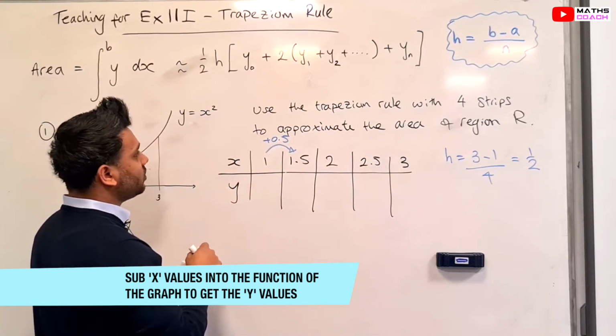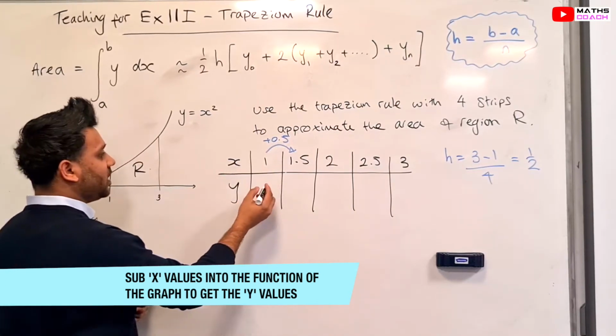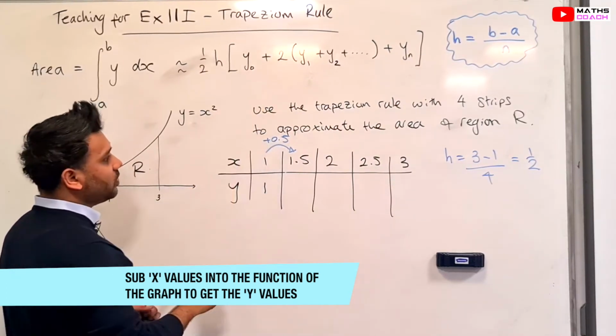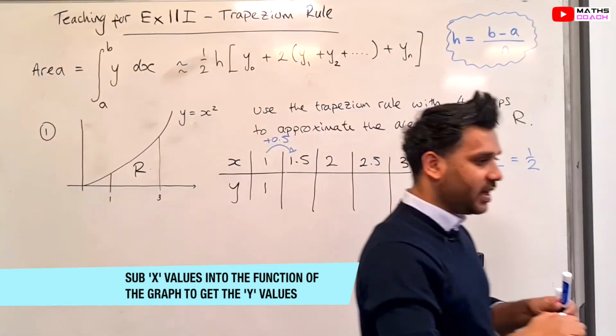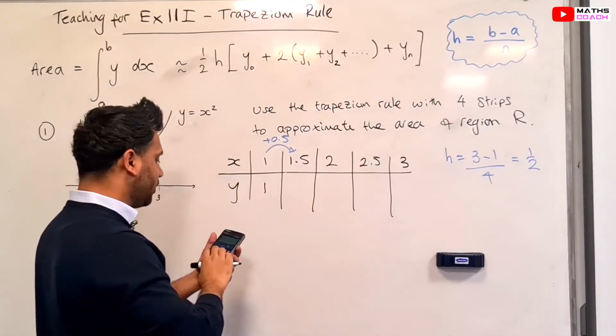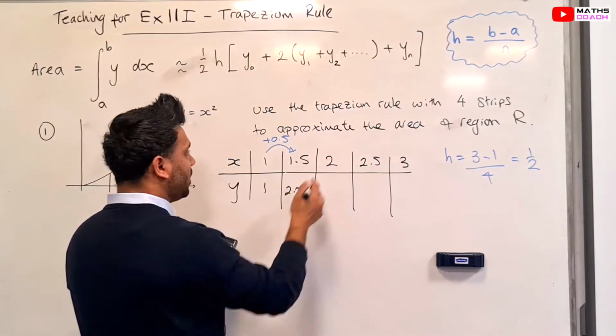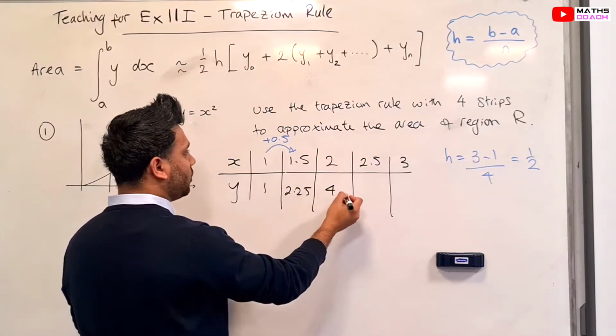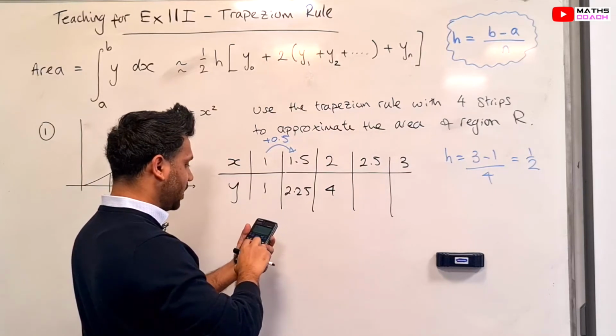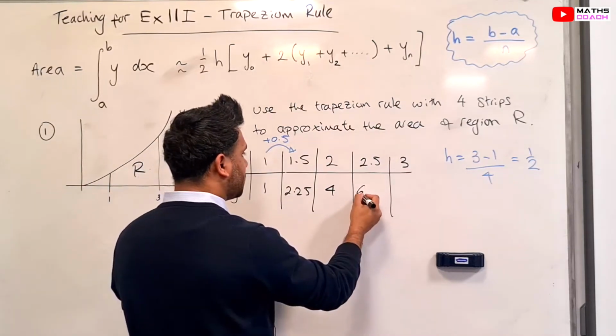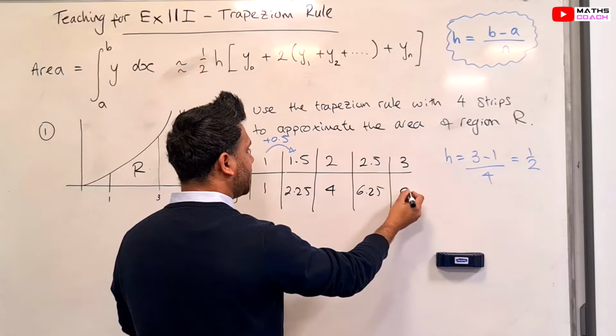So when x equals 1, 1 squared is 1. That's basically the y0. When x equals 1.5, 1.5 squared gives us 2.25. When x equals 2, 2 squared is 4. When x equals 2.5, 2.5 squared is 6.25, and 3 squared is equal to 9.